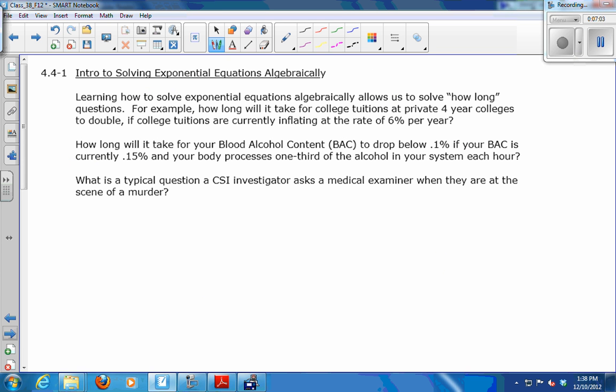So learning how to solve exponential equations allows us to solve those how long problems or how old problems that we've been looking at and only had the opportunity to solve graphically. So things like, how long will it take for college tuitions to double? How long will it take for your BAC to drop below 0.1% if your body processes a third of the alcohol in your system each hour? The question about the Egyptian burial cloth, right? We could figure that was a how long ago or how old is it? We can answer those questions now.